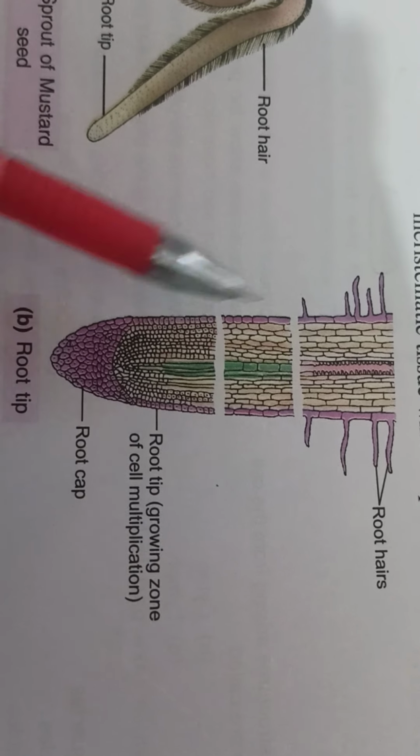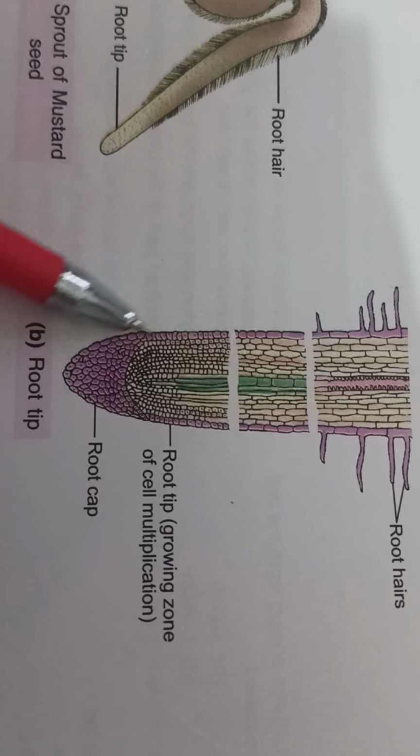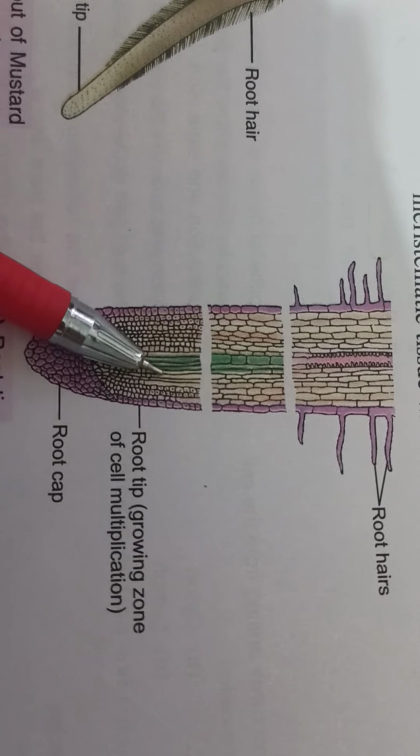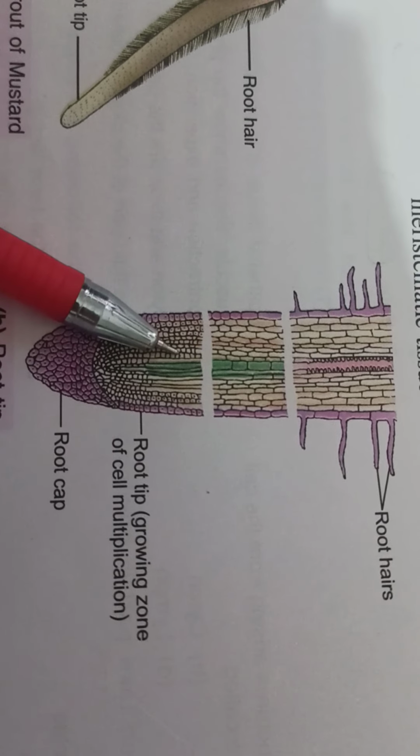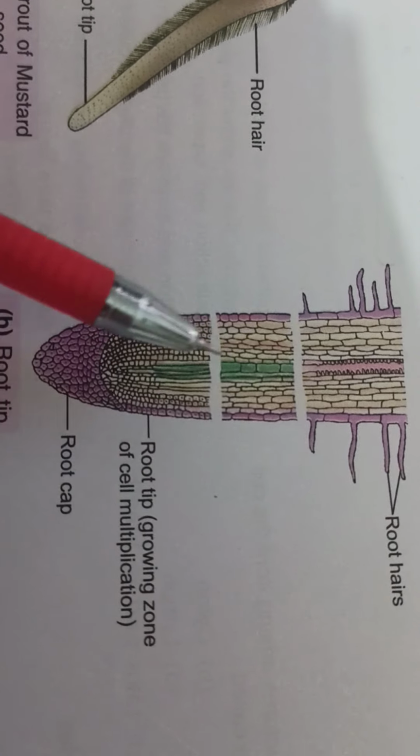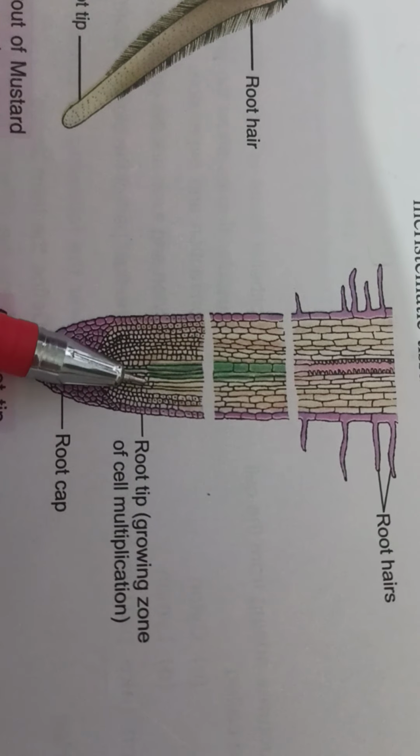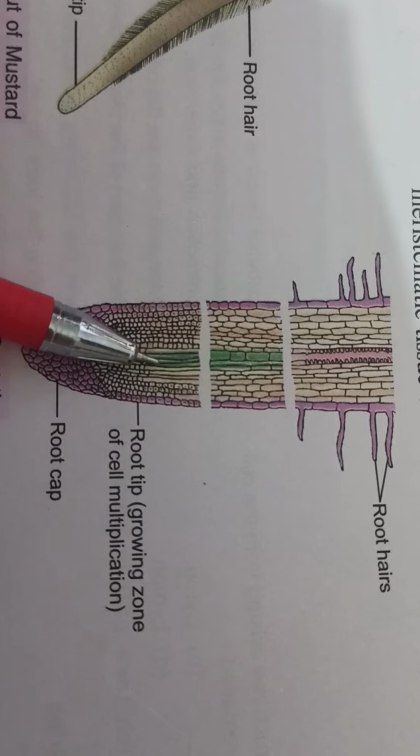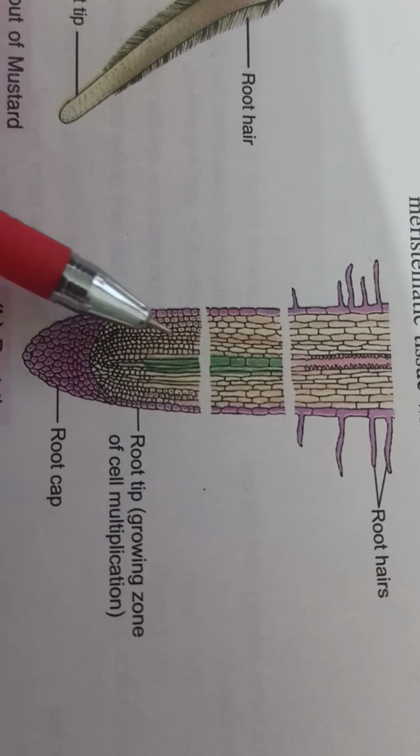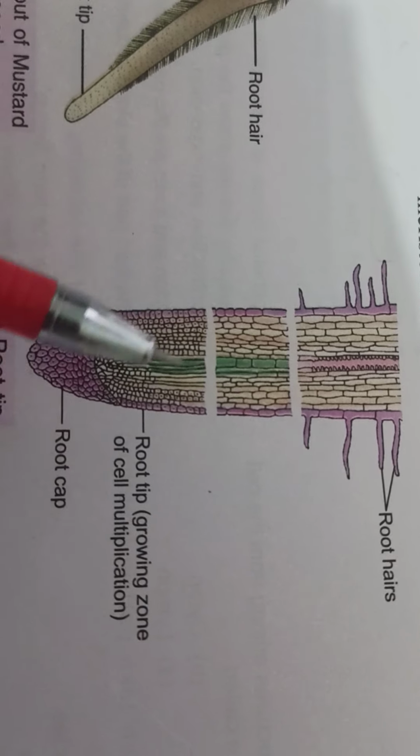Okay, so these cells are very small and their walls are very thin. They have a large amount of cytoplasm. Cytoplasm is liquid. The spaces between the cells are very less. So these are very small, thin wall structures, spaces are very less and cytoplasm is present in a very large amount. Okay, so they actively divide and give rise to new cells and make the permanent tissue.